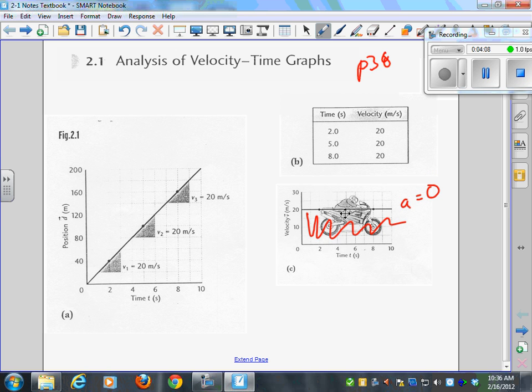Old hat to us. Calculating the slope from 2 points in the VT graph gives us the average acceleration. The slope of the tangent on the VT graph gives us the instantaneous acceleration. Now, we don't need a tangent here because it's already a straight line. Okay, finding the area under the graph. Everything above is positive, everything below is negative. We know all that.